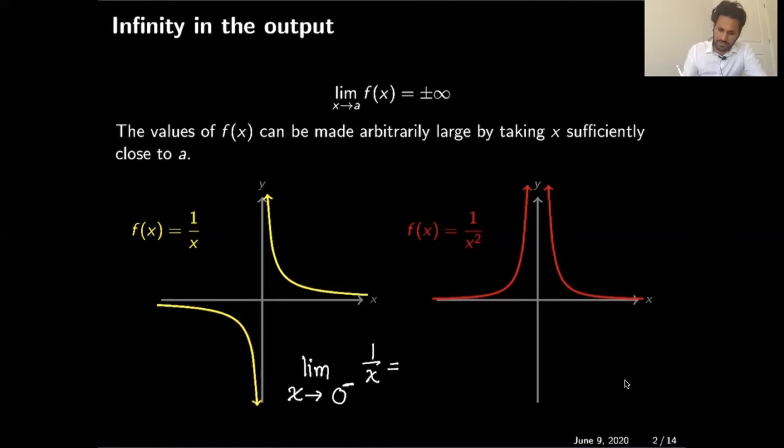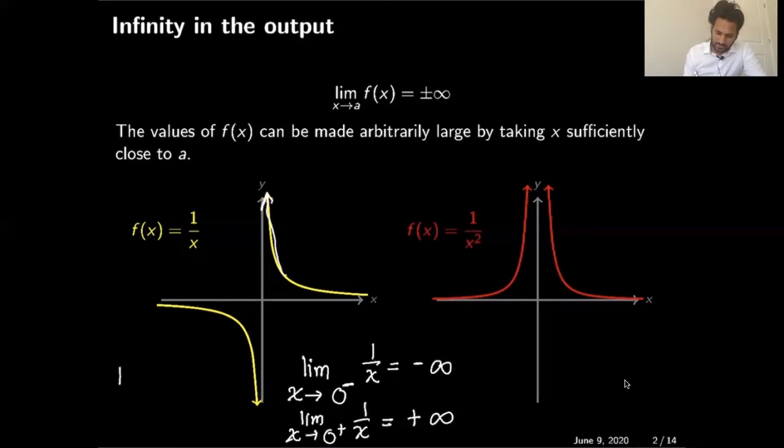So I will say that the output of my function as I go closer and closer to 0 is negative infinity. And also the limit as x approaches 0 from the right, my function 1 over x is getting larger and larger, a larger positive number. So therefore it's positive infinity. As you can see, this is going to positive infinity.